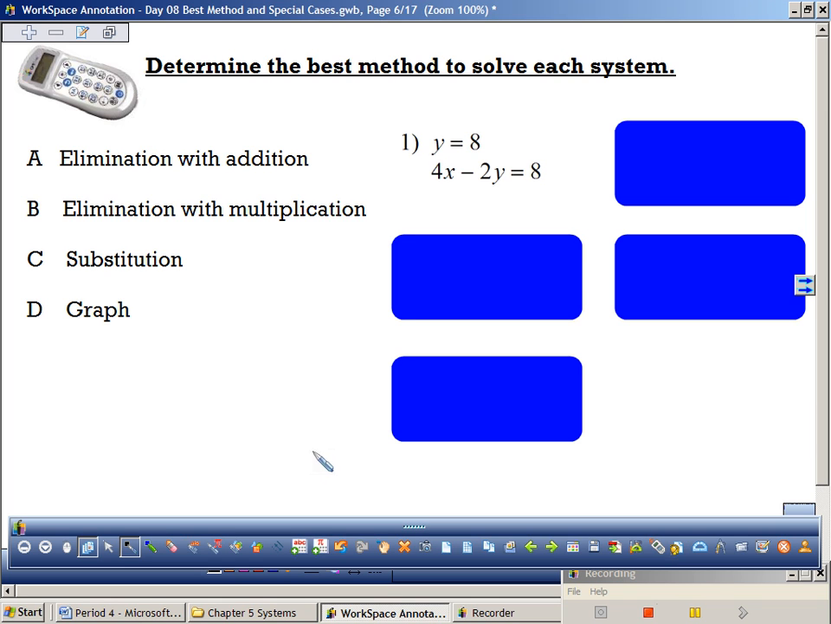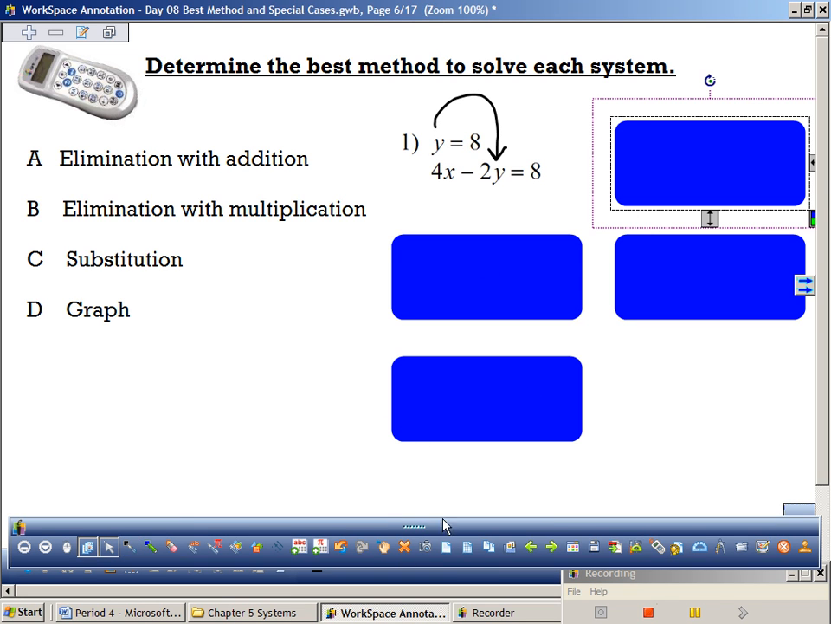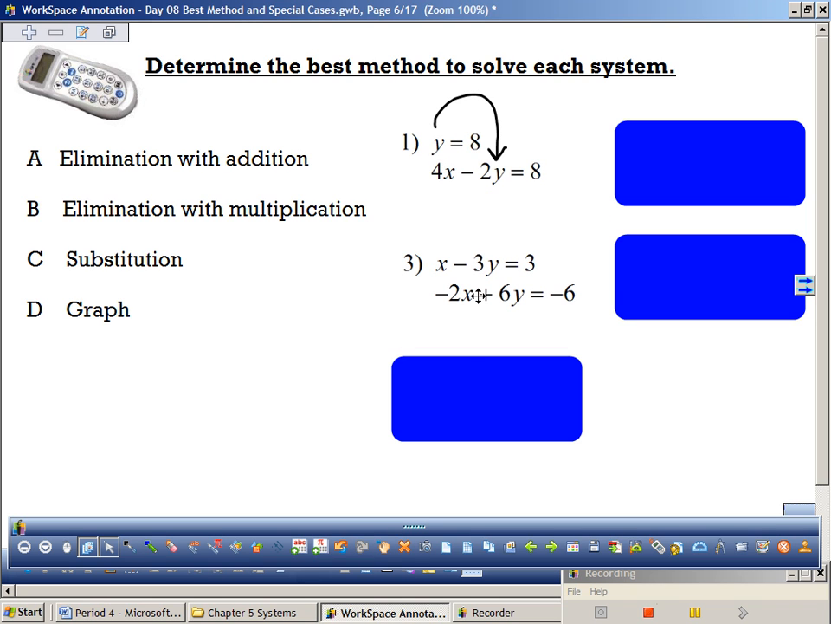Okay, Matt? I would use substitution too, right? I would substitute 8 back in here where y is and solve. What about, let's go to this one first. Not that one.